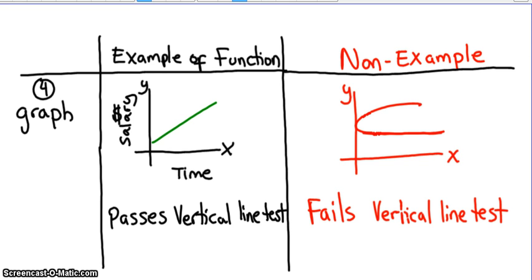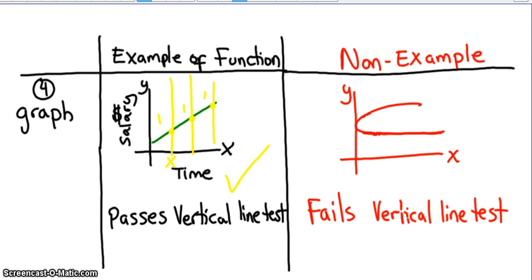So look at what happens if I draw a vertical line. It only hits here at one point. If I draw any other vertical line anywhere along my green line for this function, it only hits it at one point ever. That means for each x, there's only one y as my output for this line. So this does pass the vertical line test.